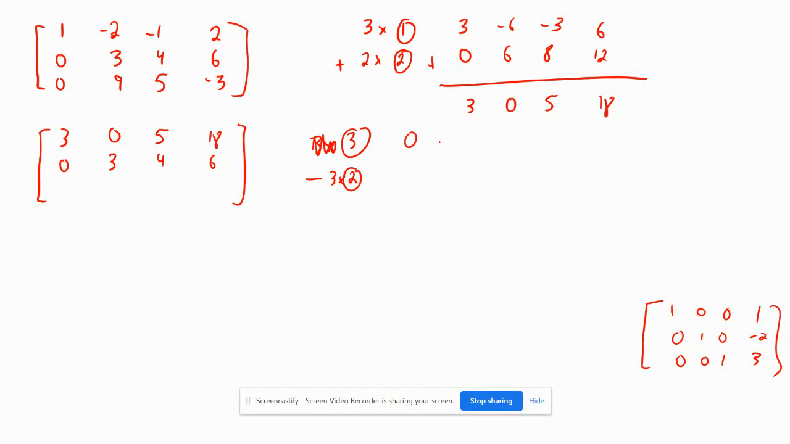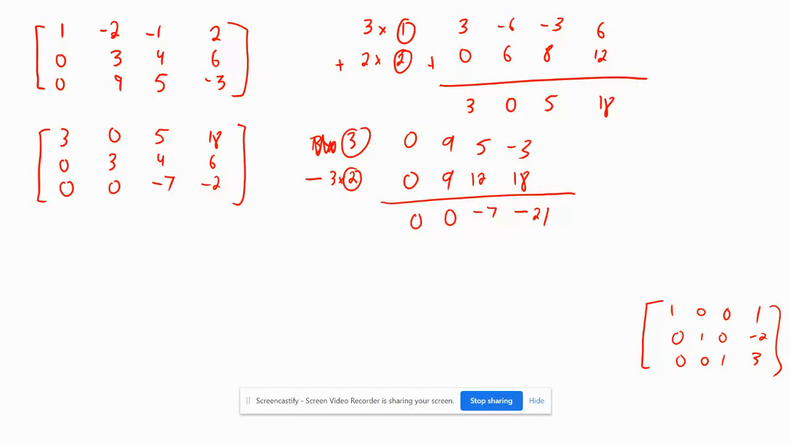Now, that gives me 0, 9, 5, negative 3. And I have 0, 9, 12, 18. Okay, so I multiplied equation 2 times 3, and we're going to subtract these guys. Okay, so 0 minus 0 is 0. 9 minus 9 is 0. 5 minus 12 is negative 7. Negative 3 minus 18 is negative 21. Okay, so I have 0, 0, negative 7, negative 21.